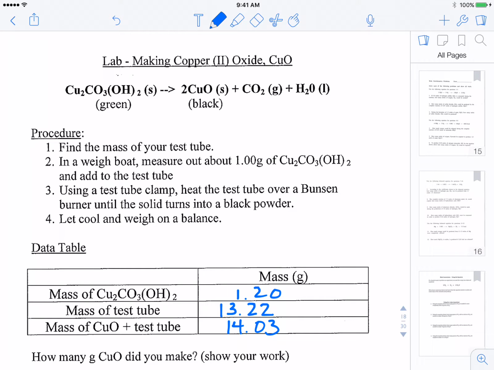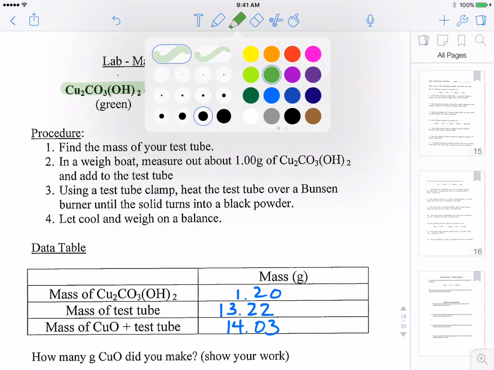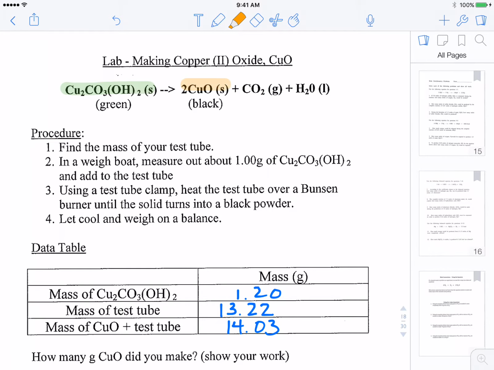All right, what we're going to do now is go through the data portion of our lab making copper oxide from copper carbonate basic. So our copper carbonate basic was our green chemical, and so here's our formula for that. And the chemical that we made, which is our black chemical, copper oxide, CuO. I'll highlight that in orange. I'm not going to highlight in black because it'll cover up.